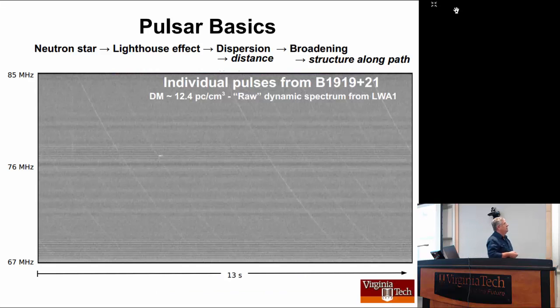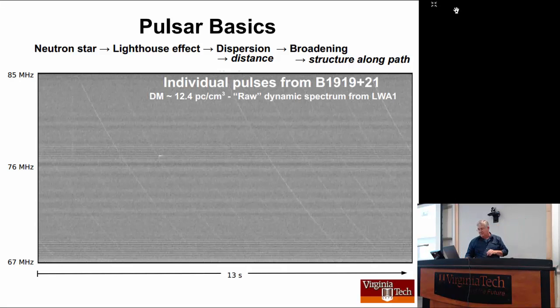So here's a picture of what we see, or how we perceive pulsars. This is actually LWA1 data. LWA1 is one of my instruments. And this is a time-frequency depiction. So all of us, I think, know about dynamic spectra and those kinds of things. This is frequency, in this case from 67 megahertz to 85 megahertz. And that's 13 seconds along the x-axis.